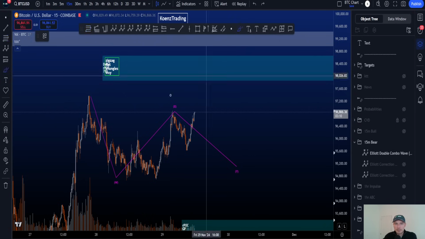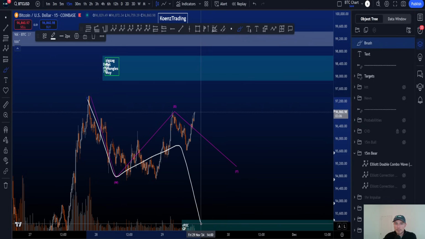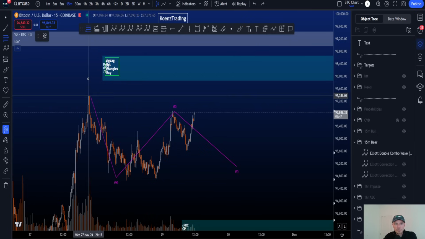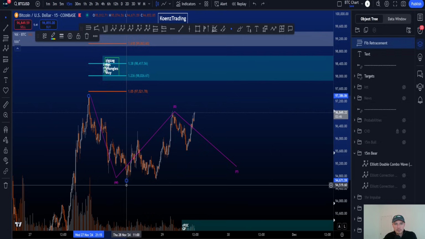And a double zigzag, which is zigzag W, X, and zigzag Y, is a sharp WXY, big difference. In a sideways WXY, W and Y need to be different. If W is a zigzag, Y can't be a zigzag. In a double zigzag, which is a sharp correction, you must have W and Y both being a zigzag. But the moment you touch the 0.7 Fibonacci, there we go.